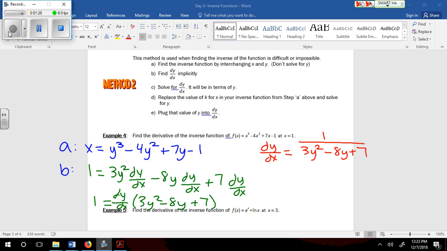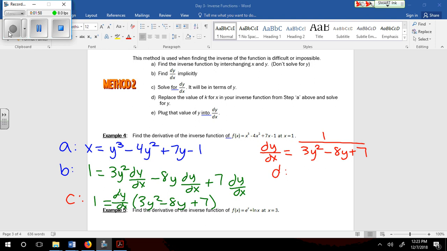So then, that was step B and C. So we did step B. This right here was step C. Step D says to replace the k value. So it says when x equals 1. And so we have to find what the y value is when x equals 1.